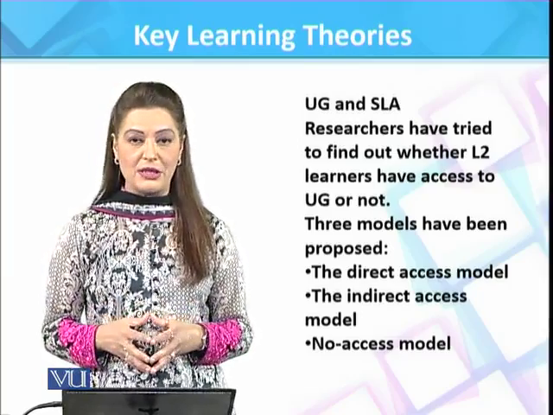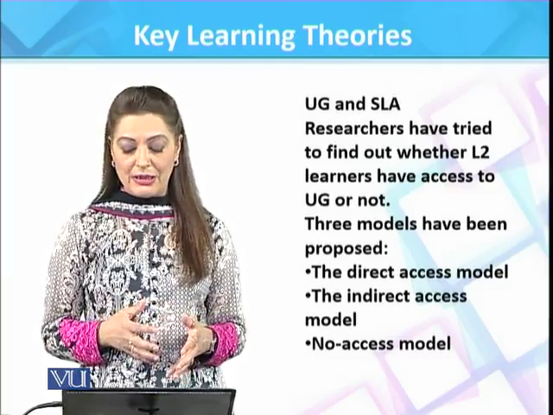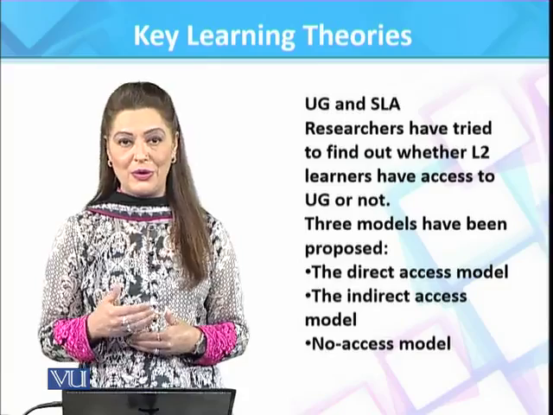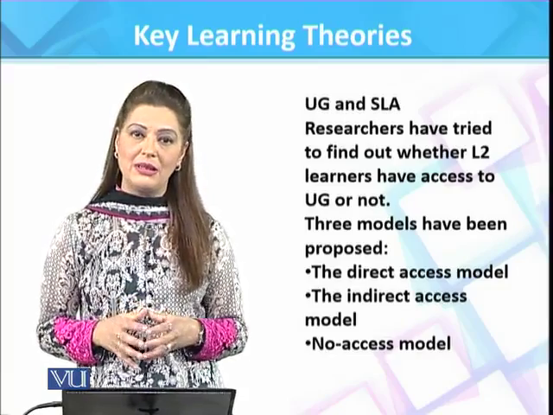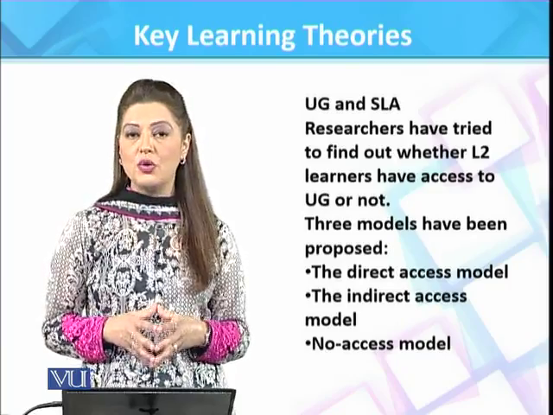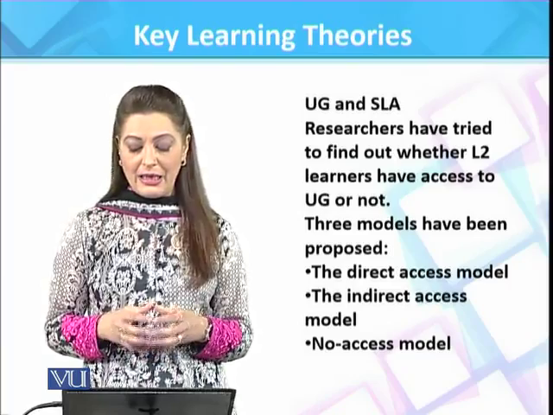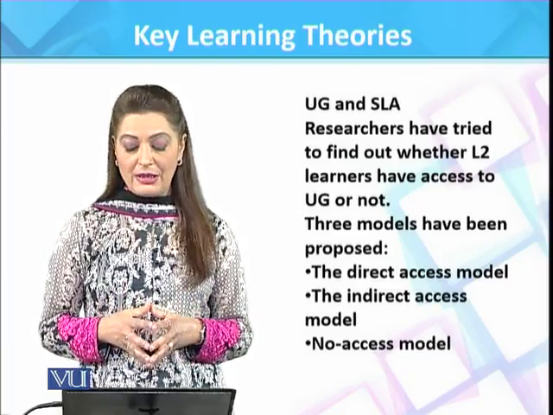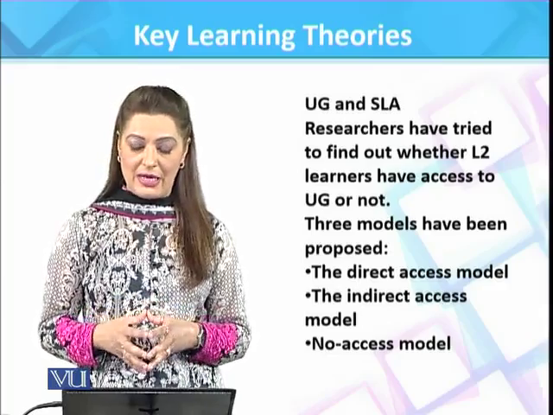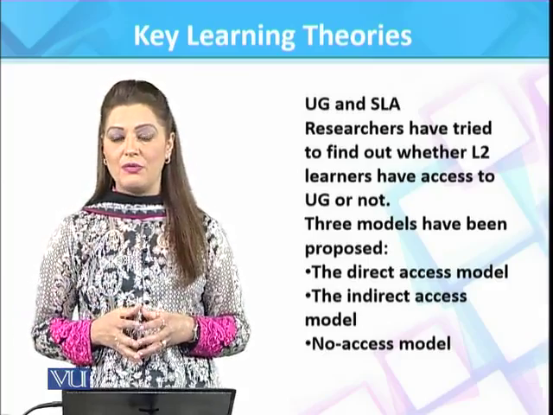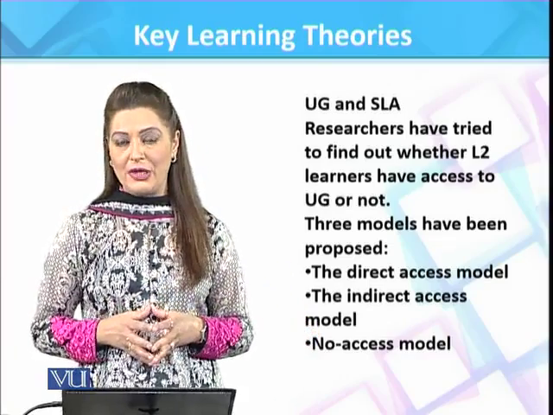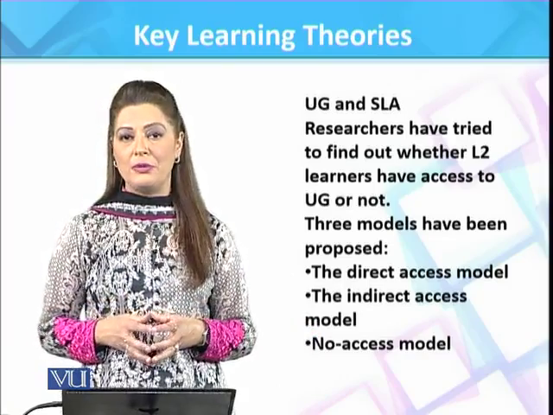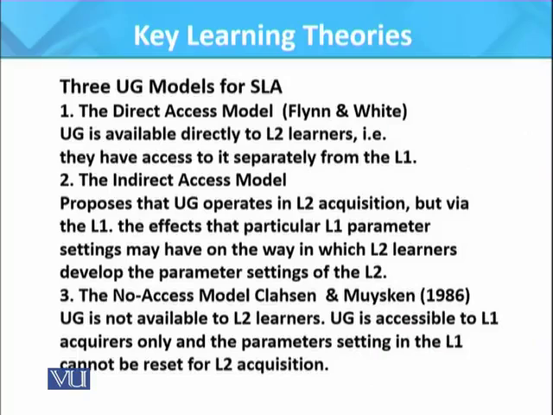They have tried to find out whether second language learners have access to universal grammar or not. Three models have been proposed: the direct access model, the indirect access model, and the no access model. So basically, researchers have been looking into whether, when you are acquiring a second language, you have access to universal grammar available there or not. For that reason, three different models have been produced so far. Let's discuss the three universal grammar models for second language acquisition.